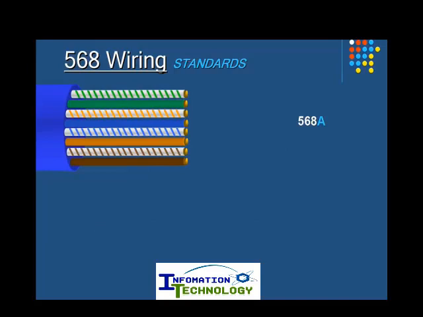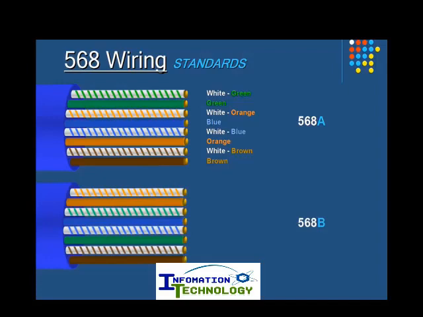The 568A standard is wired in this order: white-green, then green, white-orange, blue, white-blue, orange, white-brown, and brown. The 568B standard is wired in the following order: white-orange, then orange, white-green, blue, white-blue, green, white-brown, and brown. There is no difference in the functionality as to which standard is used.